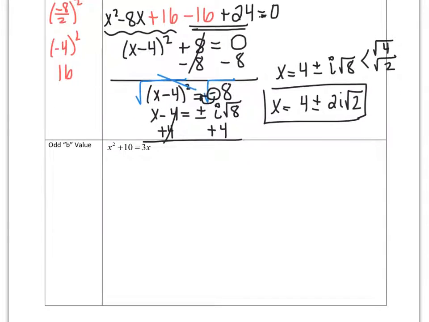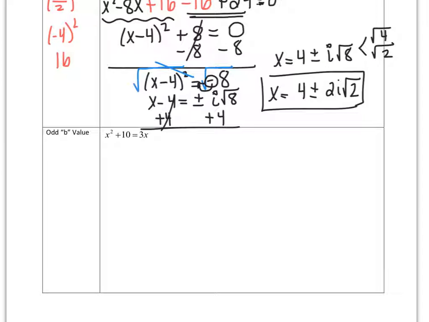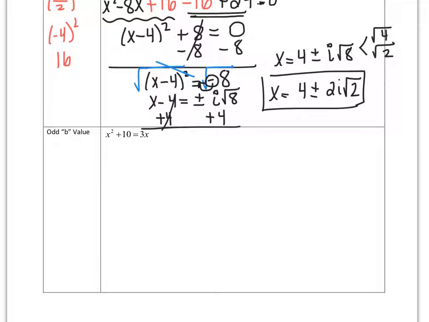Alright, let's do the second example where b is odd. Alright, so the first step is to set the equation equal to 0. So we're going to have to move the 3x over. Alright, now we're going to still try to create a perfect square trinomial. Take half of b and square it. Now the problem with this is that you can't half an odd number. You'll get a decimal. So there's not going to be this intermediate step. So we're just going to go straight to the answer.